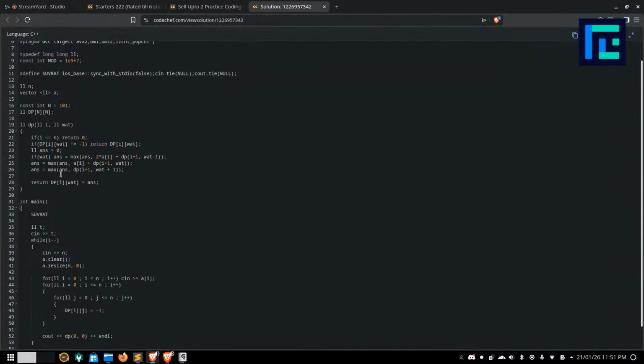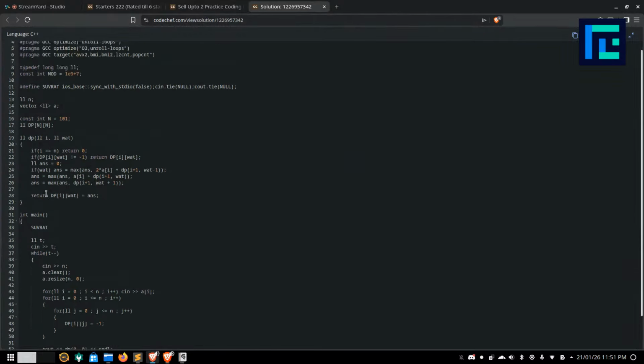So basically, this is my DP, and this is the first transition where I'm selling two watches on that day, or the second case where I'm selling just one watch, or the third case where I'm not selling any watches. So if I sell one watch, a[i] plus dp[i+1][w], 2a[i] plus dp[i+1][w-1], and the third case is dp[i+1][w+1].